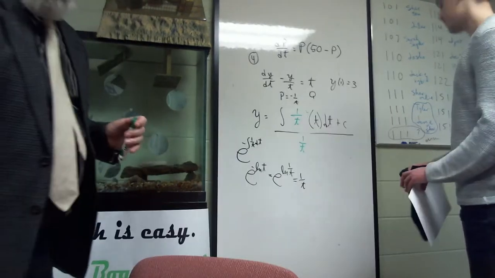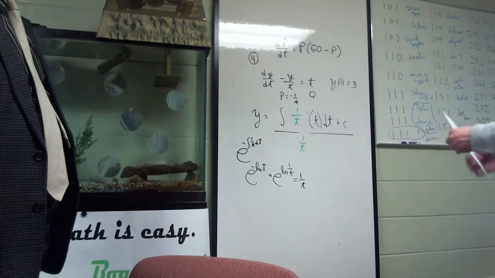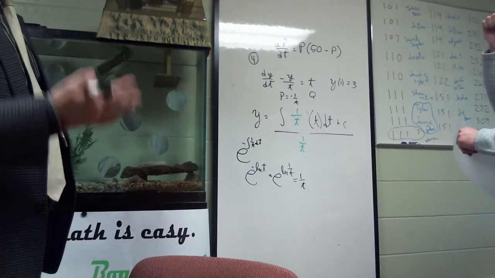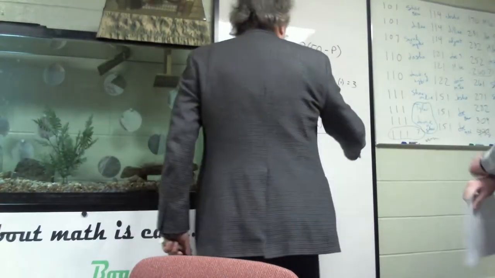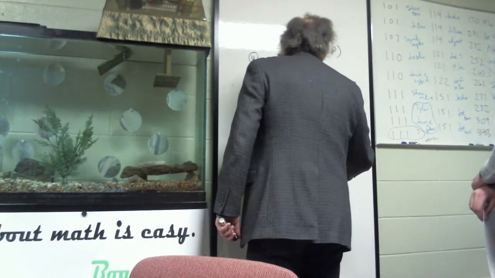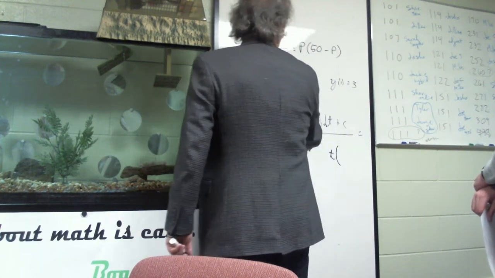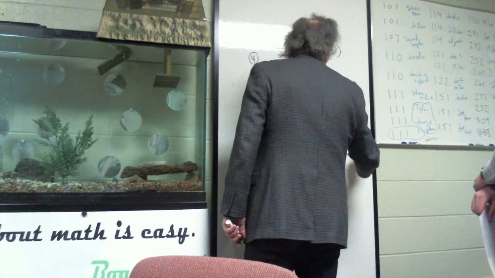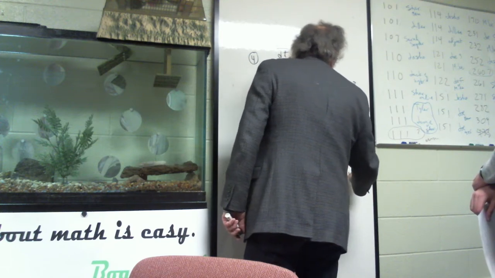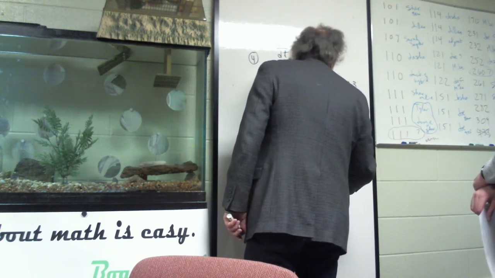So my top integral is just the integral of 1, which is going to be t. And then I'm dividing by 1 over t. So this whole thing becomes t, that's this t, times the integral of 1 dt, which is t plus c. So I get t squared plus ct equals y.